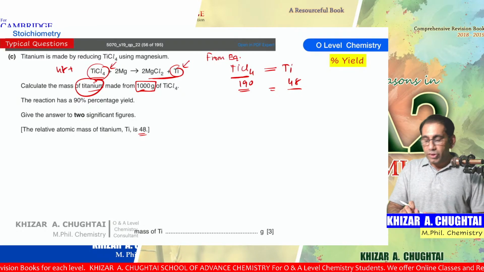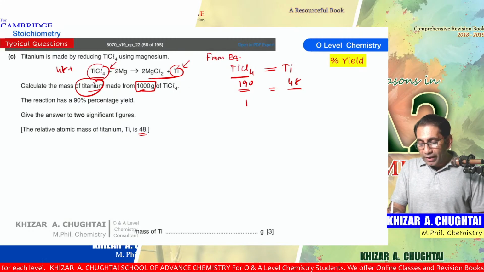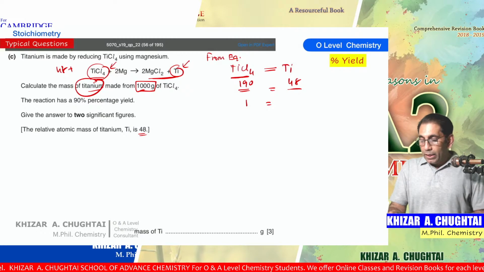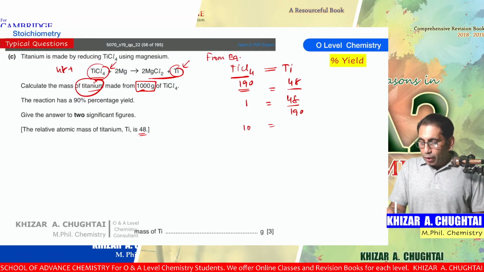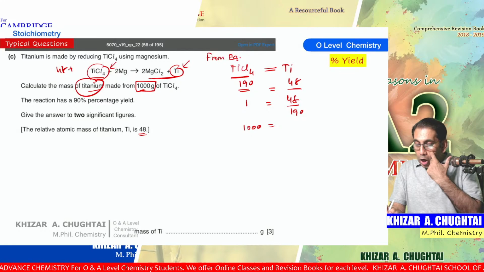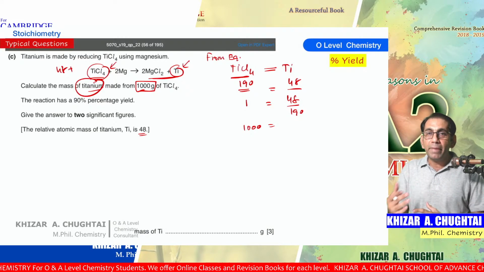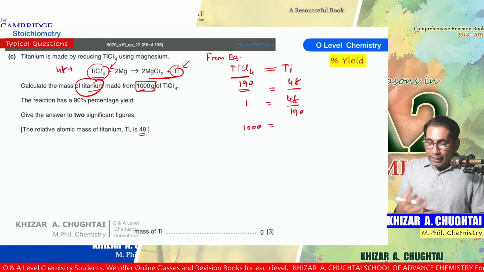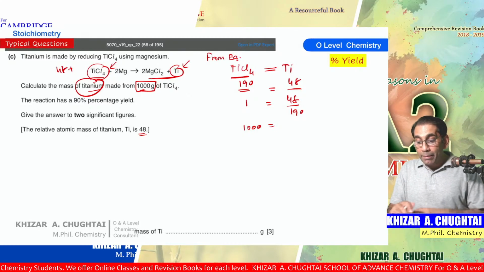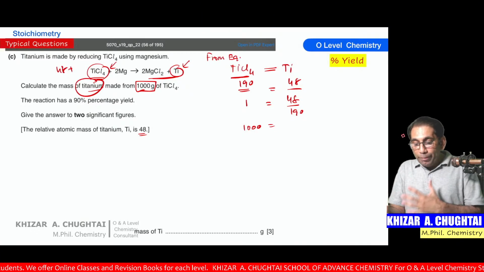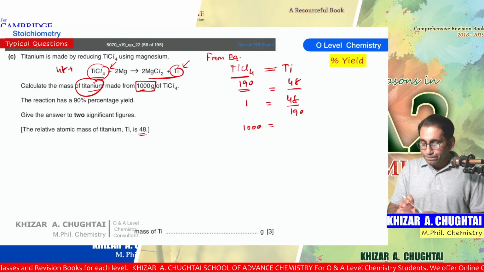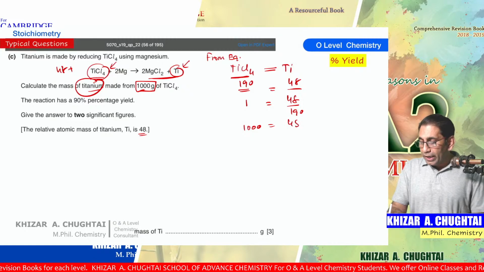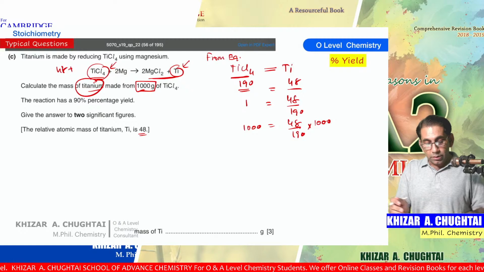Is going to yield 48. If we are using 1 gram of TiCl4, it will be 48 over 190. And at the moment we are using 1000 gram. How much titanium should be made? I mean, according to the calculation, how much titanium should be there if the 100% procedure is going to be efficient? 48 over 190 multiplied by 1000.